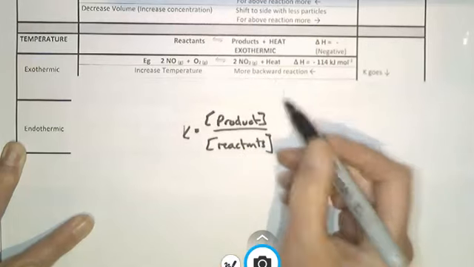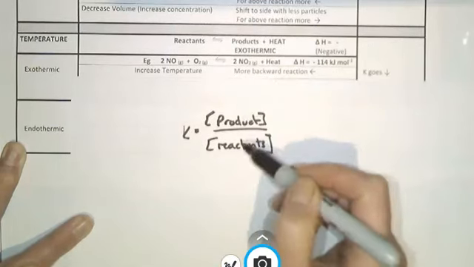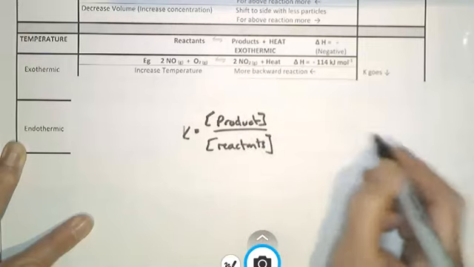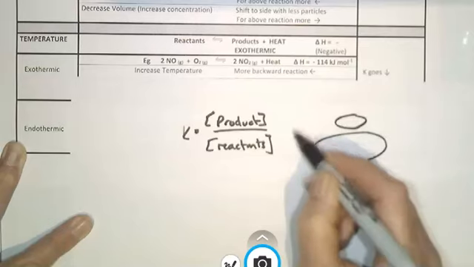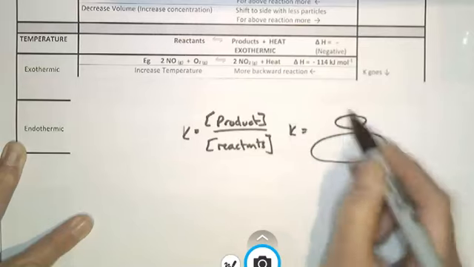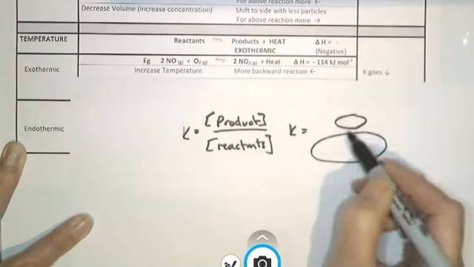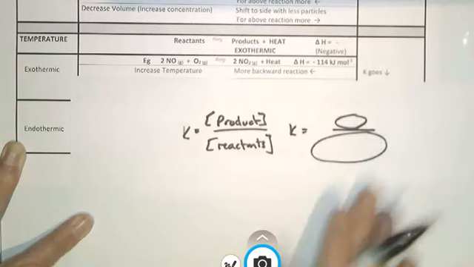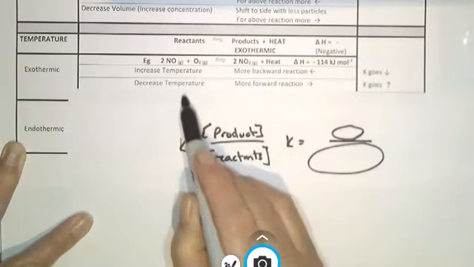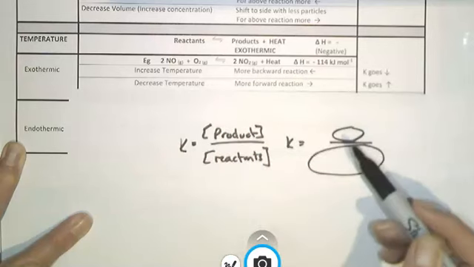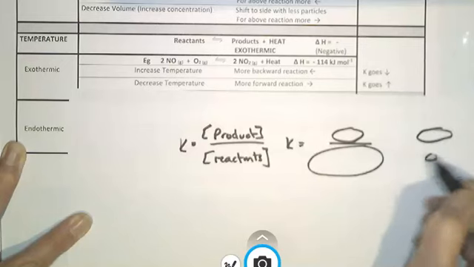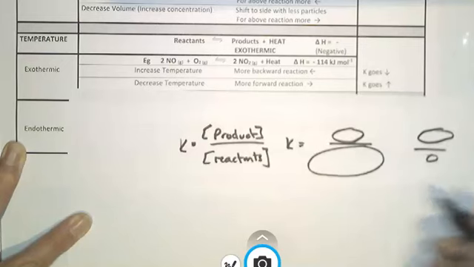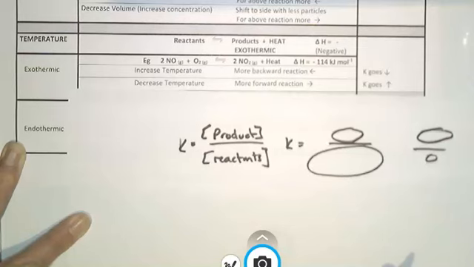So if we have more back reaction, we will get more reactants. So this number will become larger and that number will become smaller. So the fraction overall will decrease if the number on the bottom gets larger. And the opposite, if we decrease the temperature and you get more forward reaction, you get more products. So the number on the top gets larger compared to the number on the bottom. So a larger number means that you've got a higher fraction. So the K value goes up.